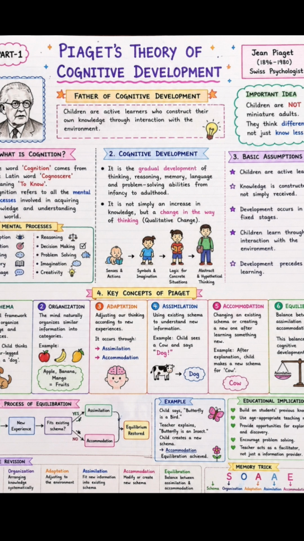For example, an infant learns mainly through touching, seeing, hearing, tasting, and moving objects. A preschool child begins to use language, imagination, and symbols. A school-going child starts thinking logically about real-life situations. Finally, an adult develops the ability to think abstractly, analyze hypothetical situations, and solve complex problems. So, cognitive development is actually a journey from simple thinking to complex thinking, from concrete thinking to abstract thinking, and from action-based learning to logical reasoning.